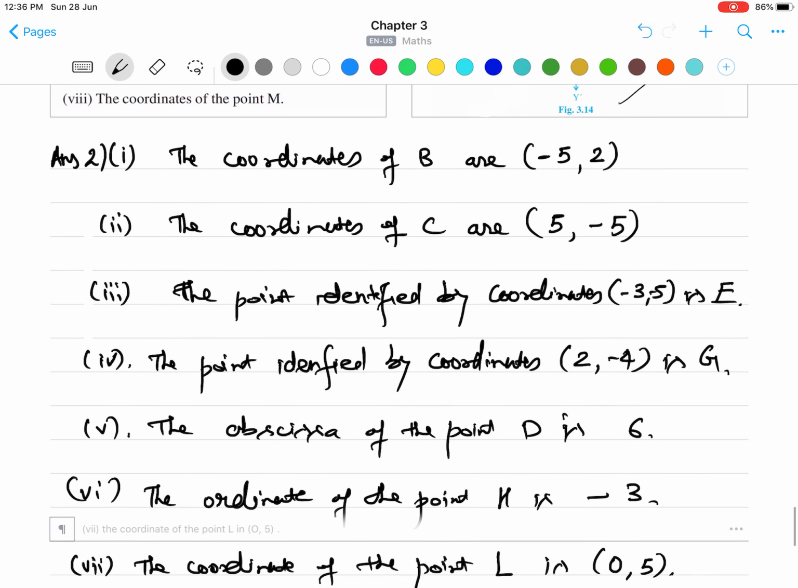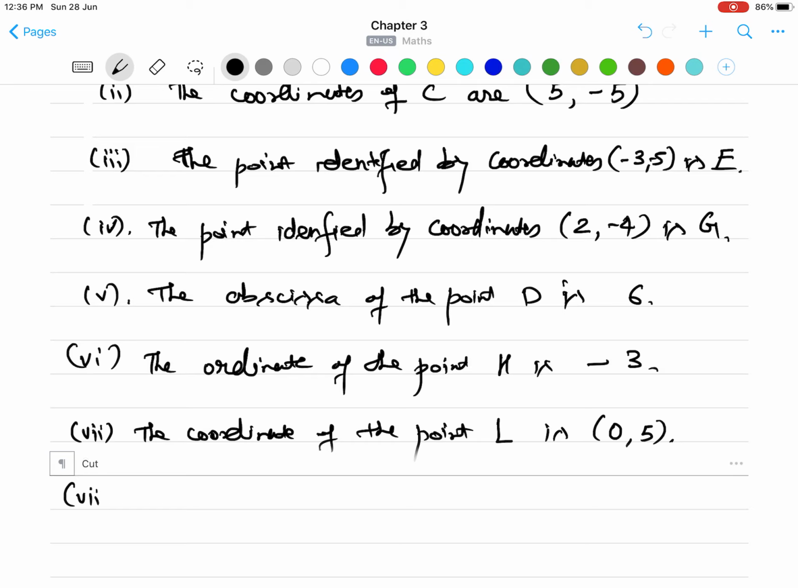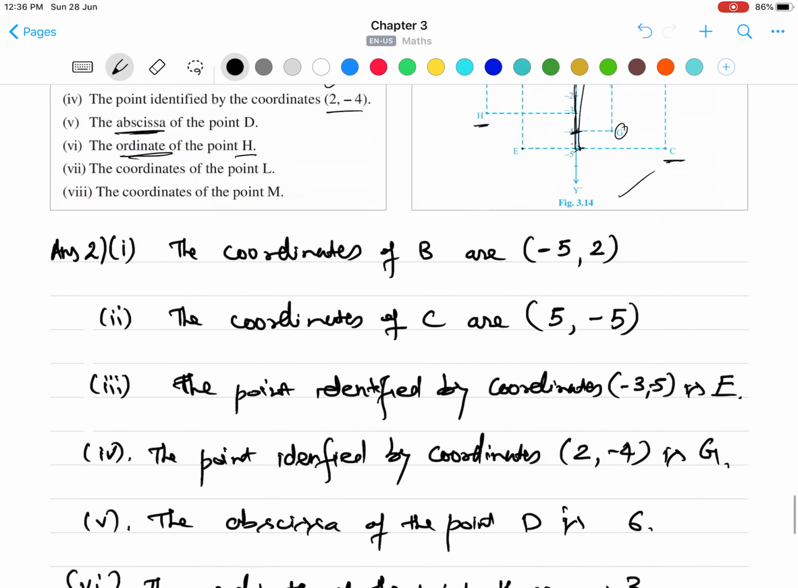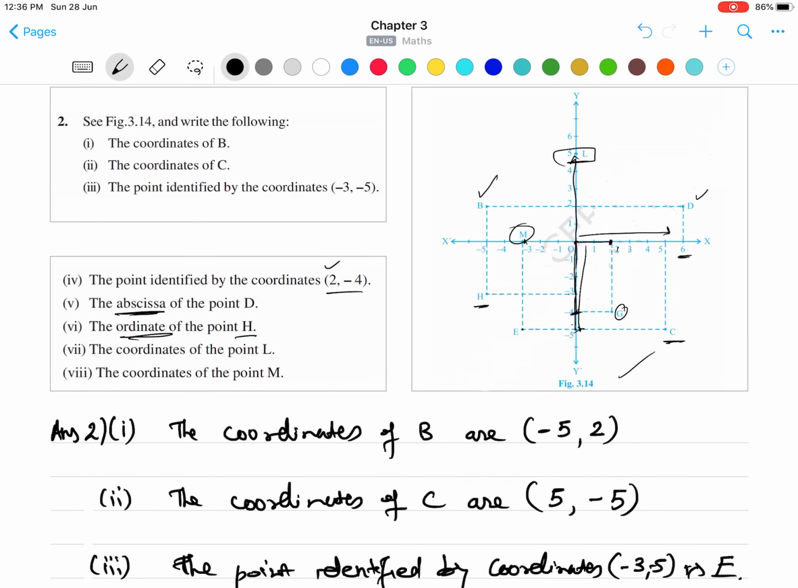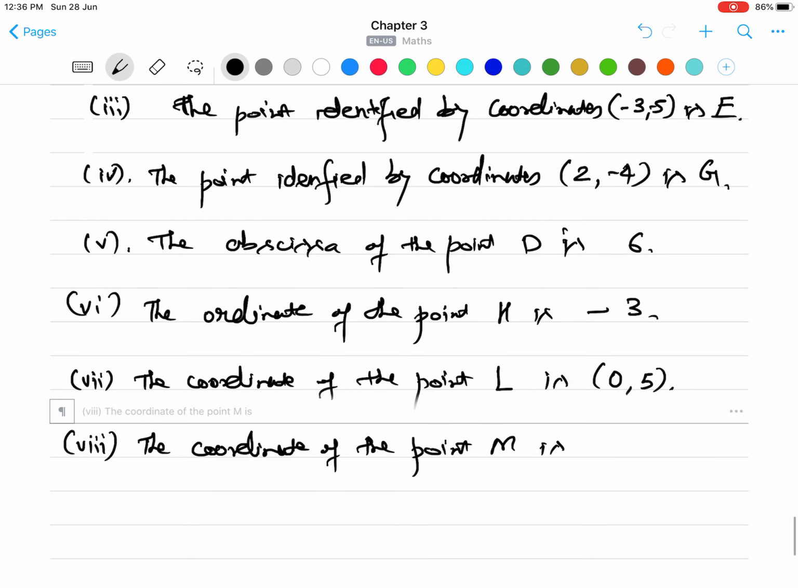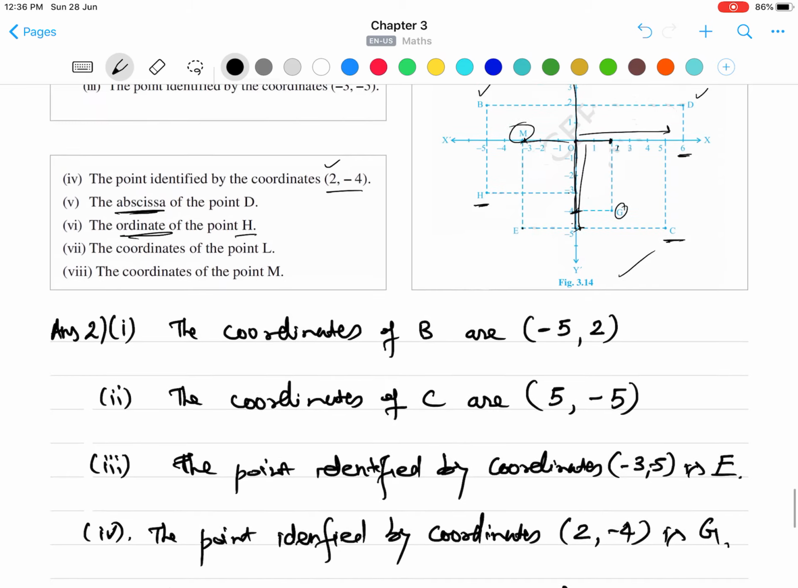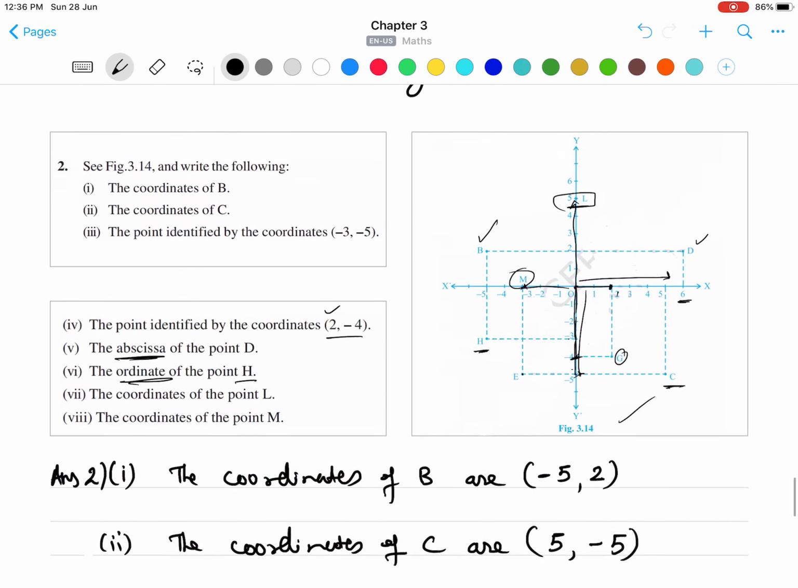Okay, and last we have to write the coordinate of point M. So the coordinate of the point M is, so locate the point M. Point M is here. This point M is lying on the x-axis and it is on the negative side. So x coordinate is minus 3 and y coordinate will be 0 because it's lying on the x-axis. Okay, so we have completed both questions of exercise 3.2.